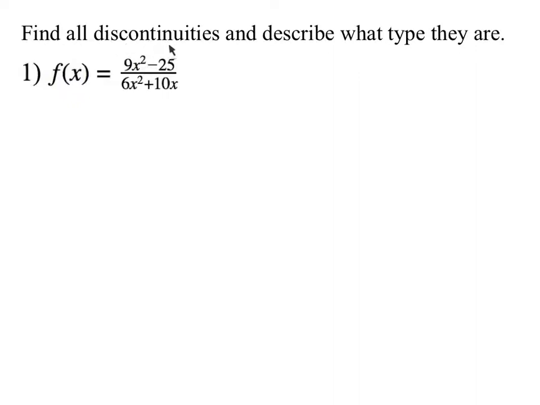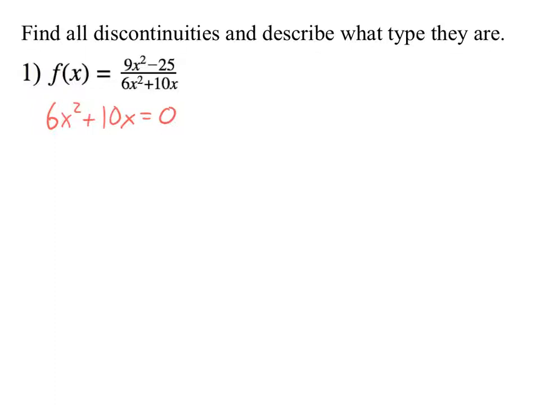Find all discontinuities and describe what type they are. So discontinuities are where a function has an error, undefined. And so with fractions, it's usually the denominator. So that's what we're basically looking for most of the time: we're looking at rationals, and we're looking where the denominator has an error. So where does the denominator have an error? Well, where it has an error is when the denominator is 0. So that's kind of what we're looking for with fractions.